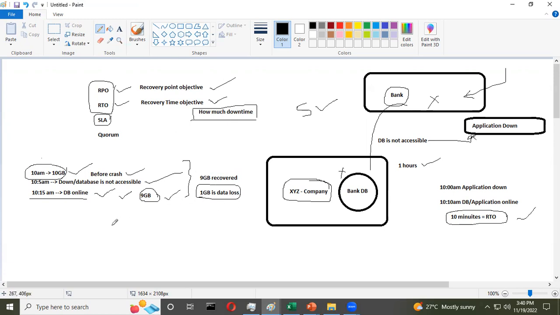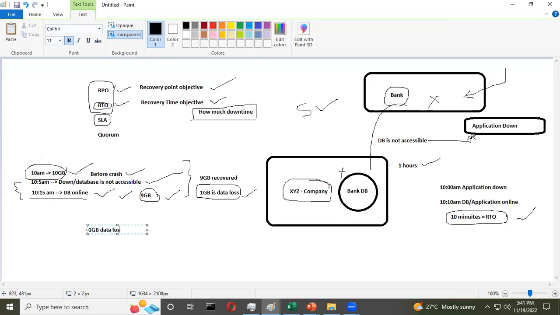In simple words, RPO is how much data loss we can sustain if a crash happens. Here, 1 GB data loss when recovering after failure. So RPO is how much data loss we can sustain after the database recovered from the crash. Recovery point objective tells how much data loss you can sustain. RTO tells how much time it takes to recover. In the same scenario, 1 GB data loss equals RPO. We were able to recover 9 GB, and 1 GB was lost because of this crash. And the RTO is 10 minutes.